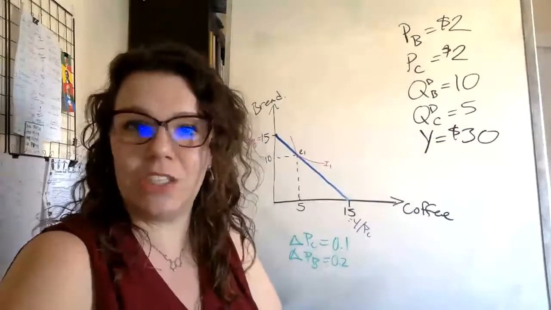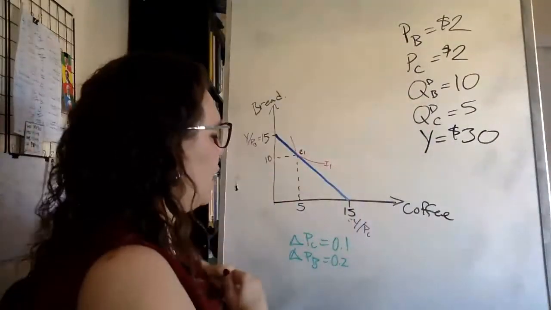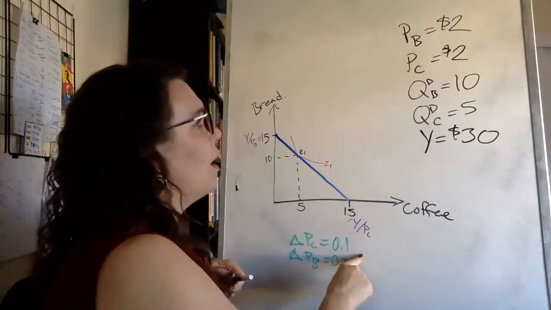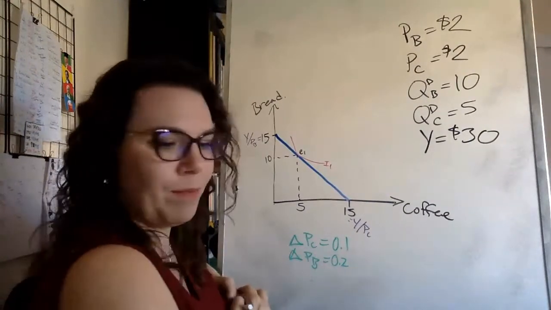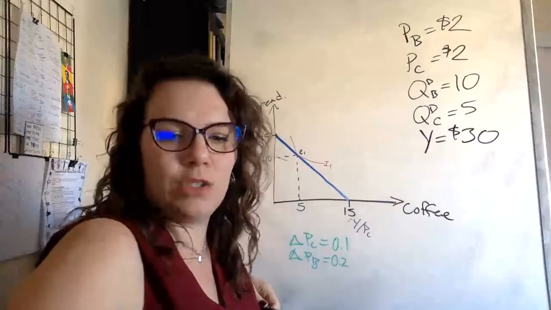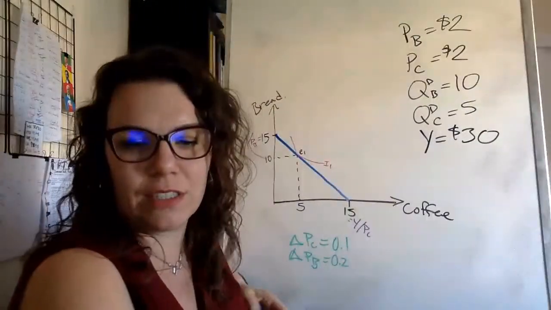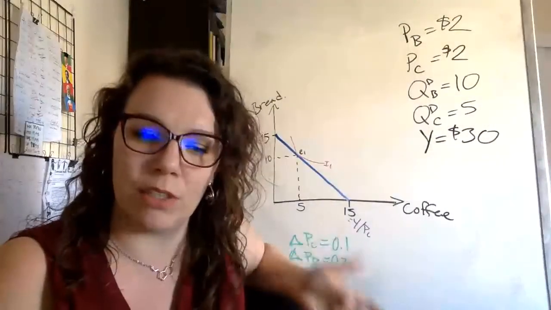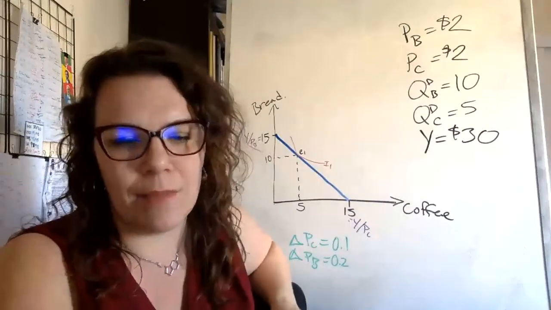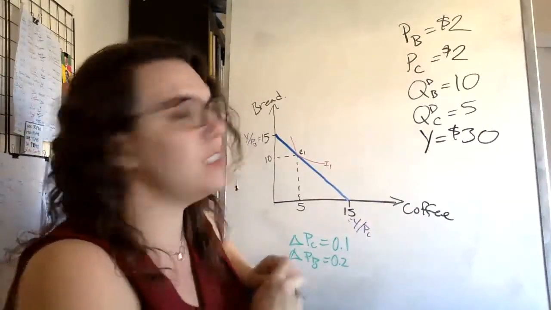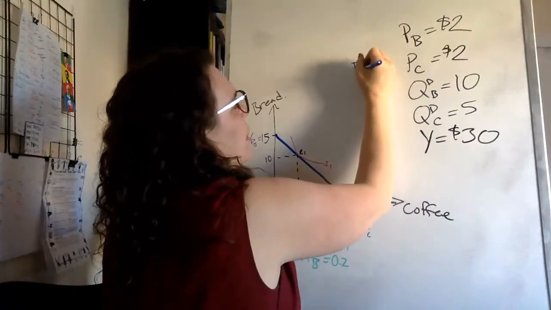The easiest way to do that is just multiply that price by 1.1 for coffee and 1.2 for bread. So if I multiply $2 for the price of coffee times 1.2 to get that 20% change, I'm going to get that the price of coffee is now in period 2.